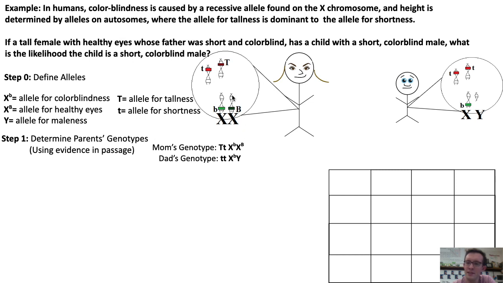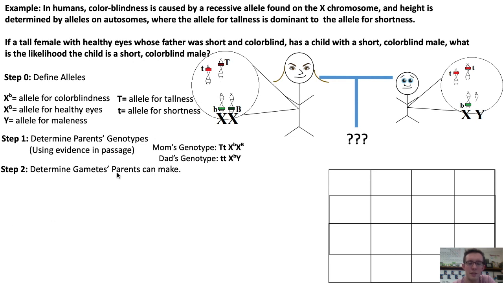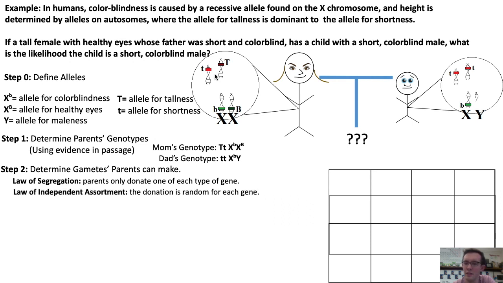All right, so these are the genes that the parents can donate to their offspring. But if we want to figure out what sorts of kids the parents can make, the next thing we're going to have to figure out is what types of gametes each parent could donate to their offspring. And to do this, we're going to follow just two simple rules. The first rule is the Law of Segregation. That is the idea that the parents might have two copies of every gene, but they only get to donate one. And the second rule is that the gene that they donate is random.